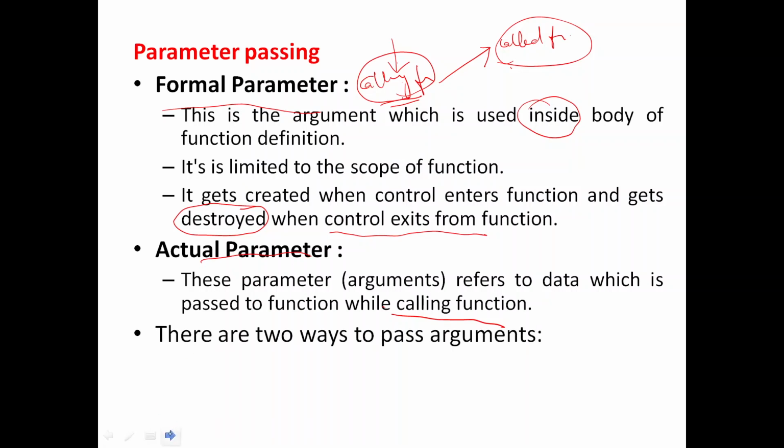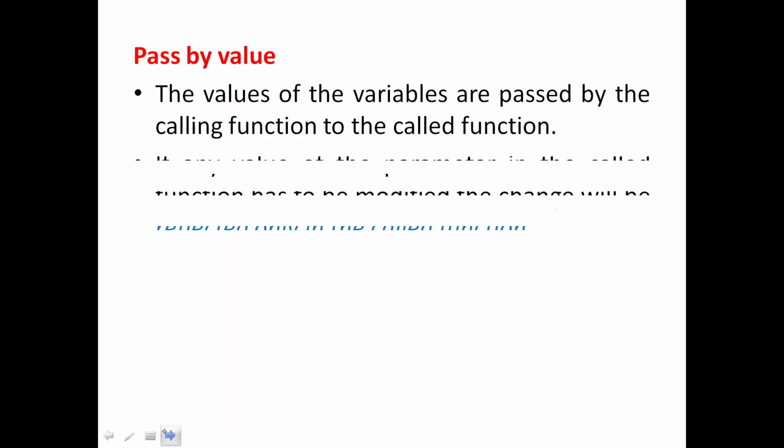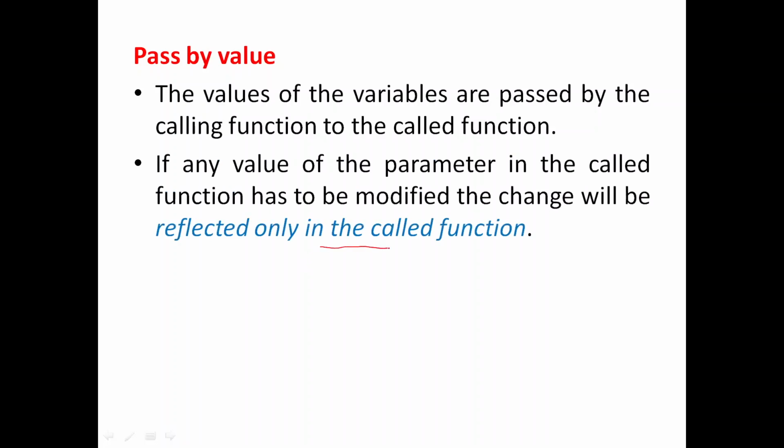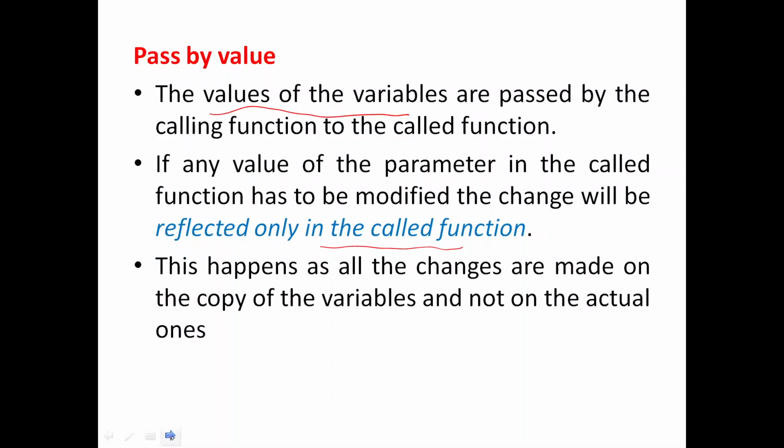There are two ways to pass the arguments to a function. First one is pass by value, second one is pass by reference. Pass by value means we are going to pass only the values to the function. So the modifications that are made inside the function are not visible to the calling function, since we are passing only the values of the variables. We are not passing our variables to the called function, so the modification will not be reflected in the calling function.